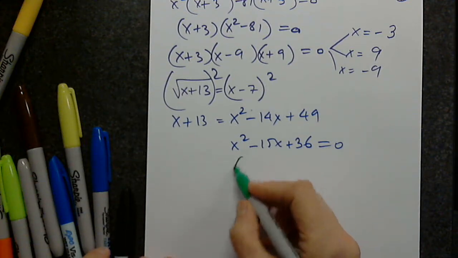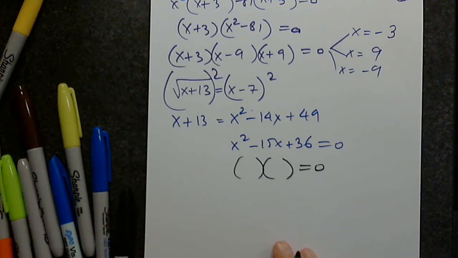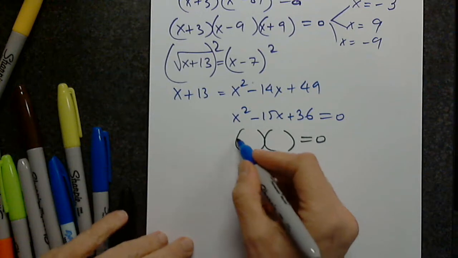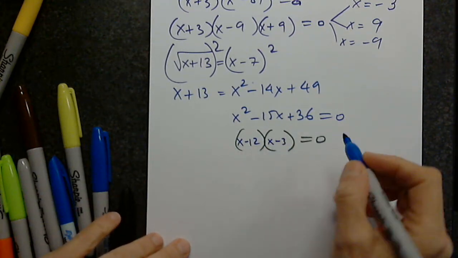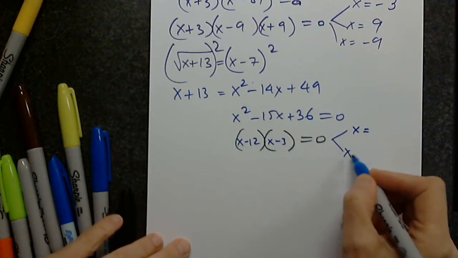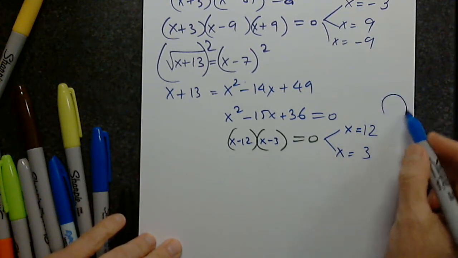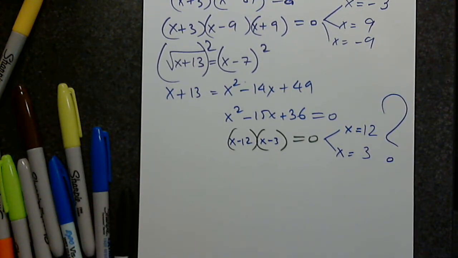I hope to quickly factor so I can move on. The product is 36. The sum is negative 15. Negative 12. Very good, awesome. Negative 12 and negative 3. So two options here. Very good. With a question mark, as we discussed.